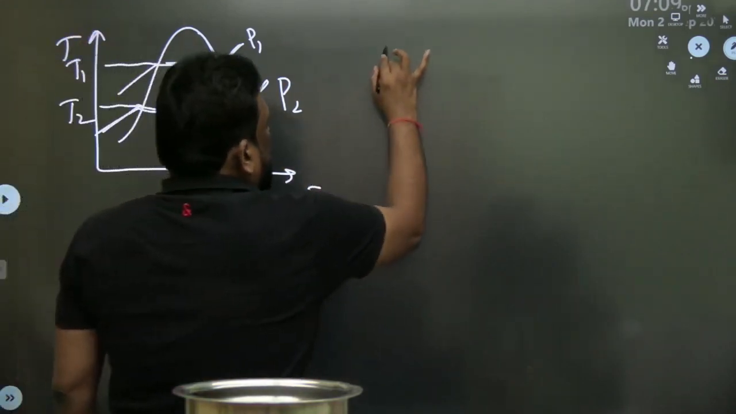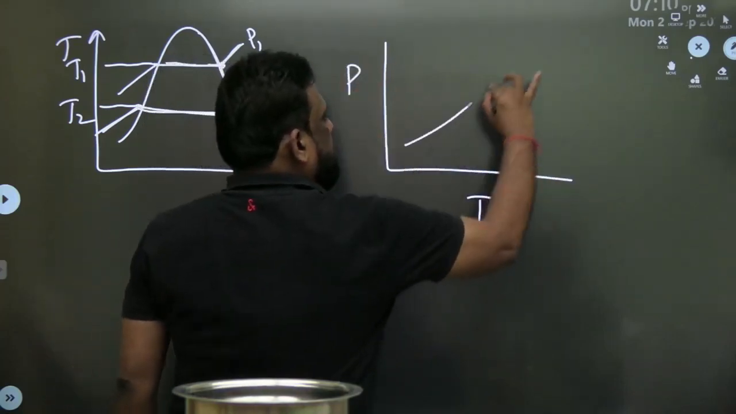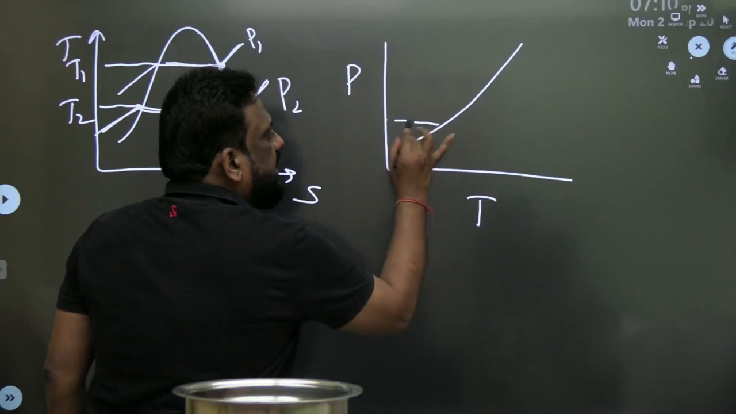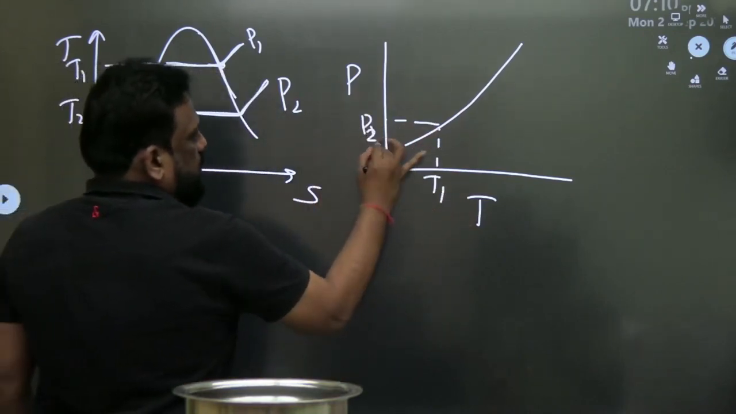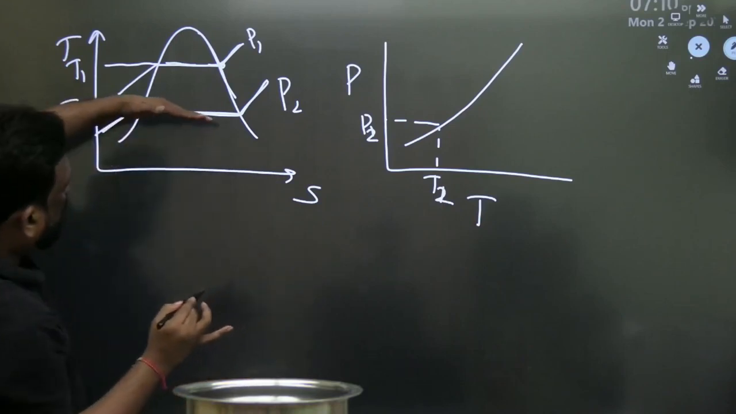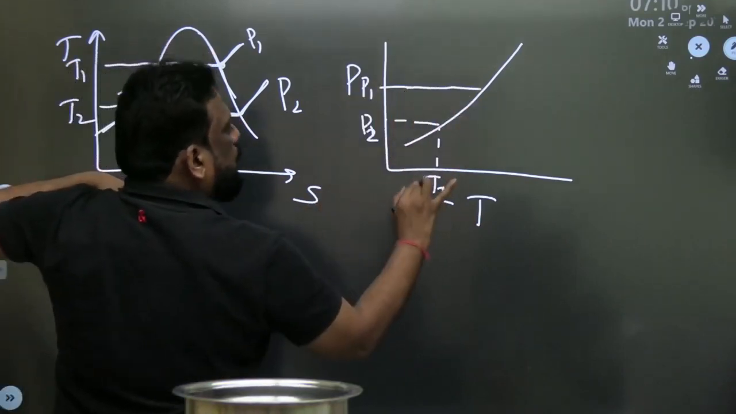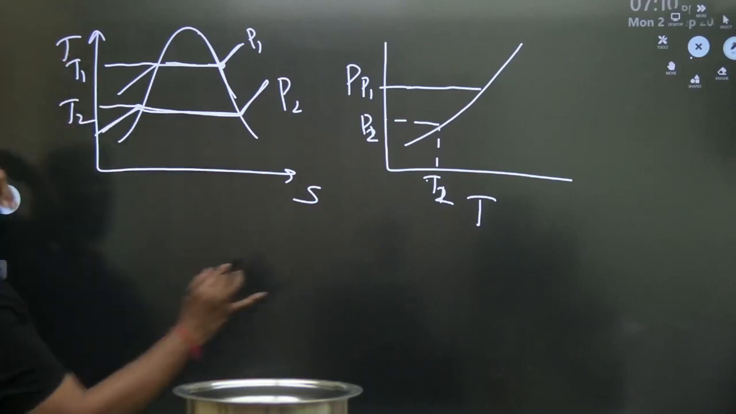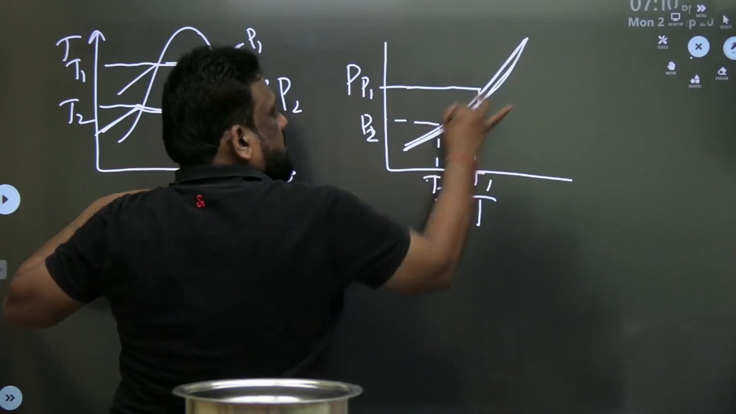So, if the same thing is plotted here on a pressure temperature graph, you will get something like this. If this is P1, this is T1, this is P2 and this is T2. Compared to P2, P1 is more, so this is my P1. Compared to T2, T1 is more, so therefore this is T1. So this is my saturation curve.